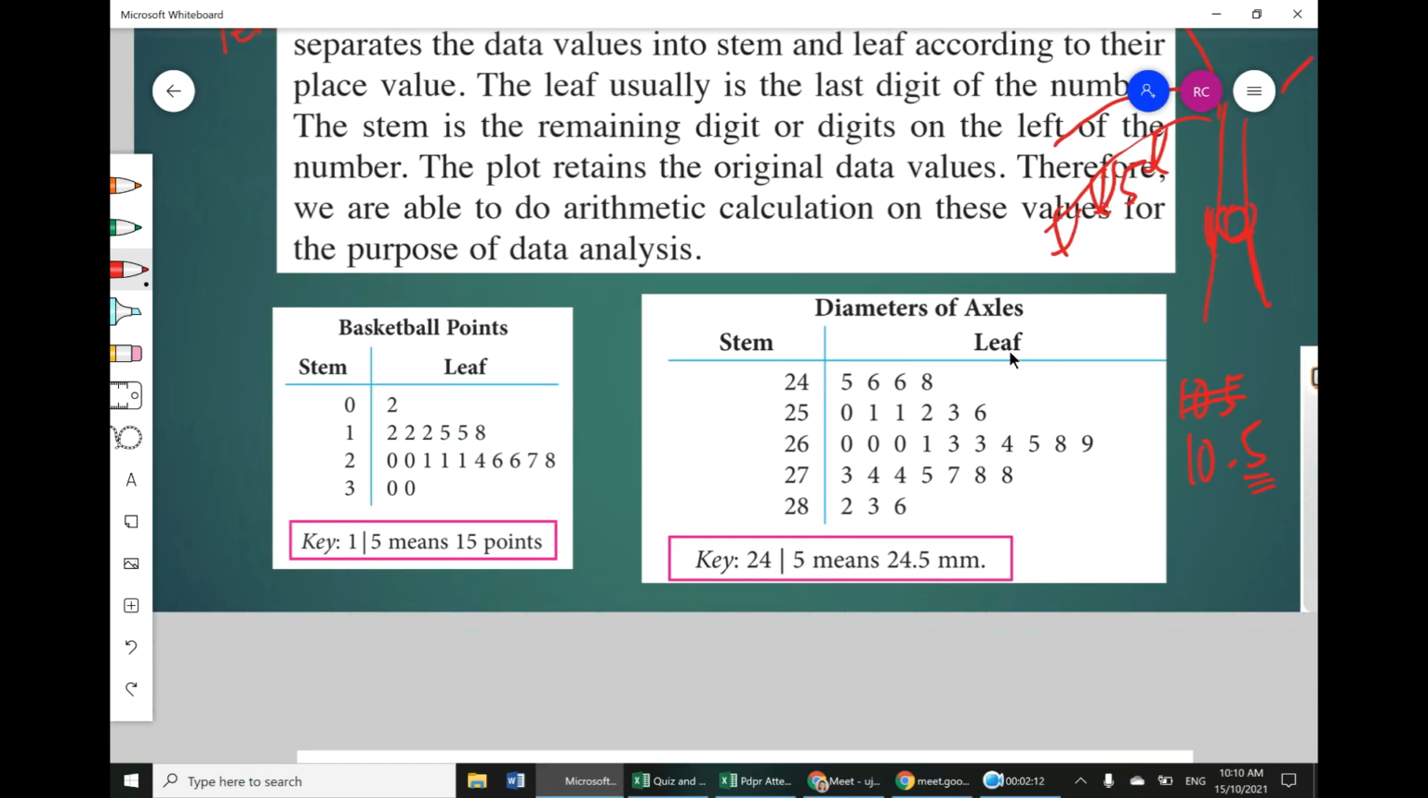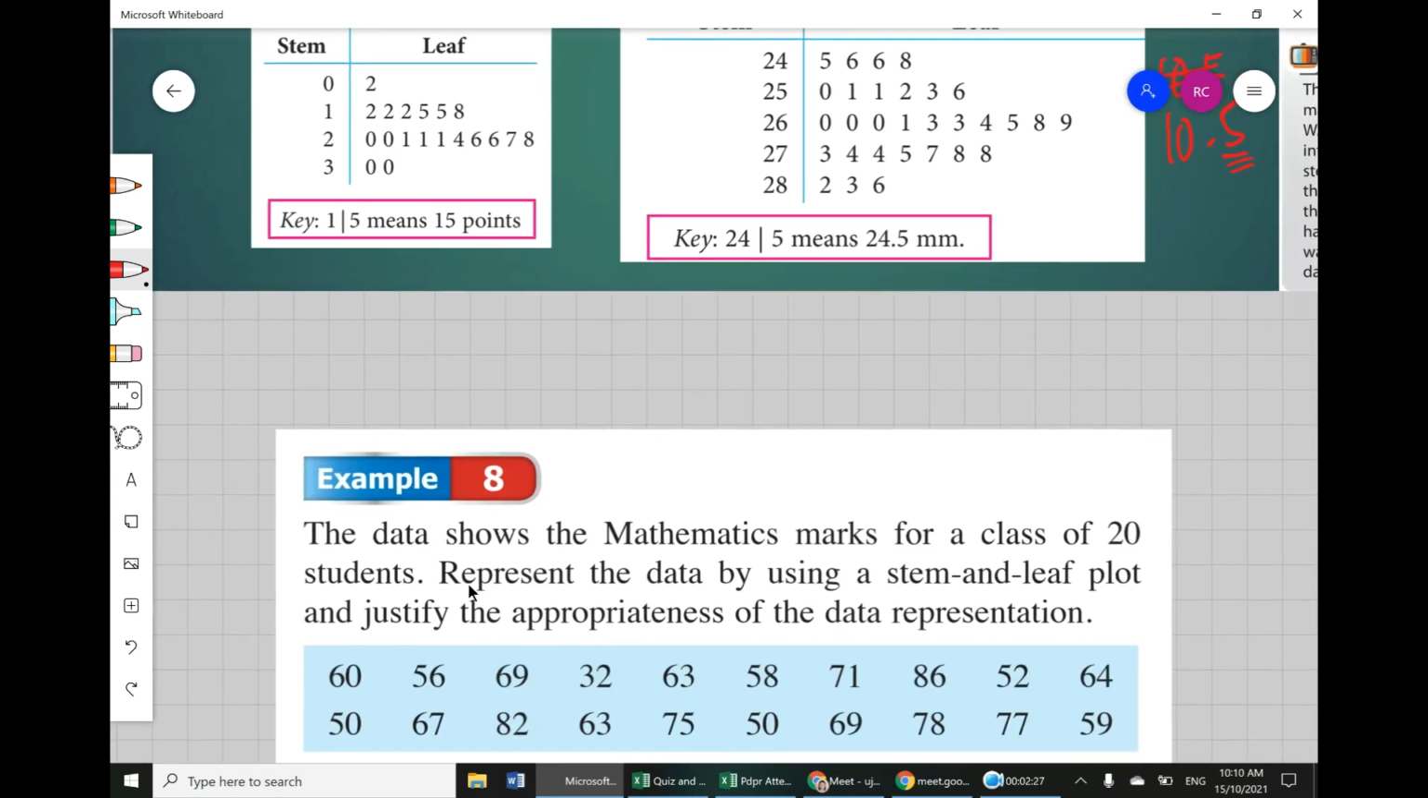Okay, when you draw the stem and leaf plot, bear in mind you have to divide it into 2 columns like this, one with the stem, one with the leaf, and lastly you represent it with the title and also the key. So we will go through the steps of drawing the stem and leaf plot.